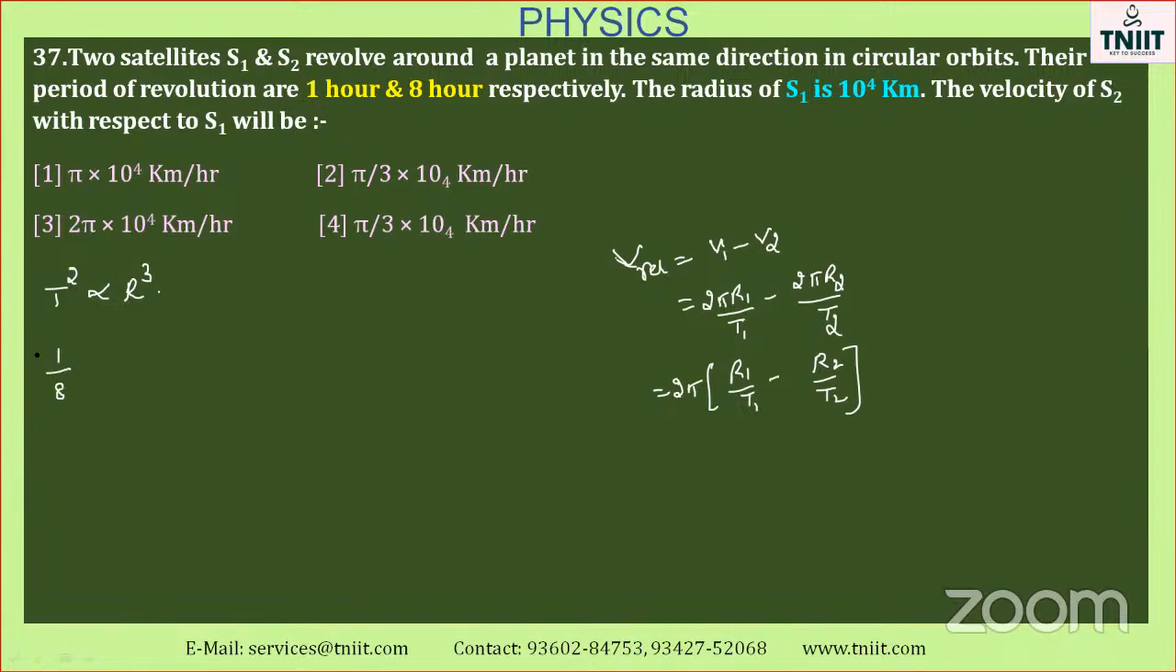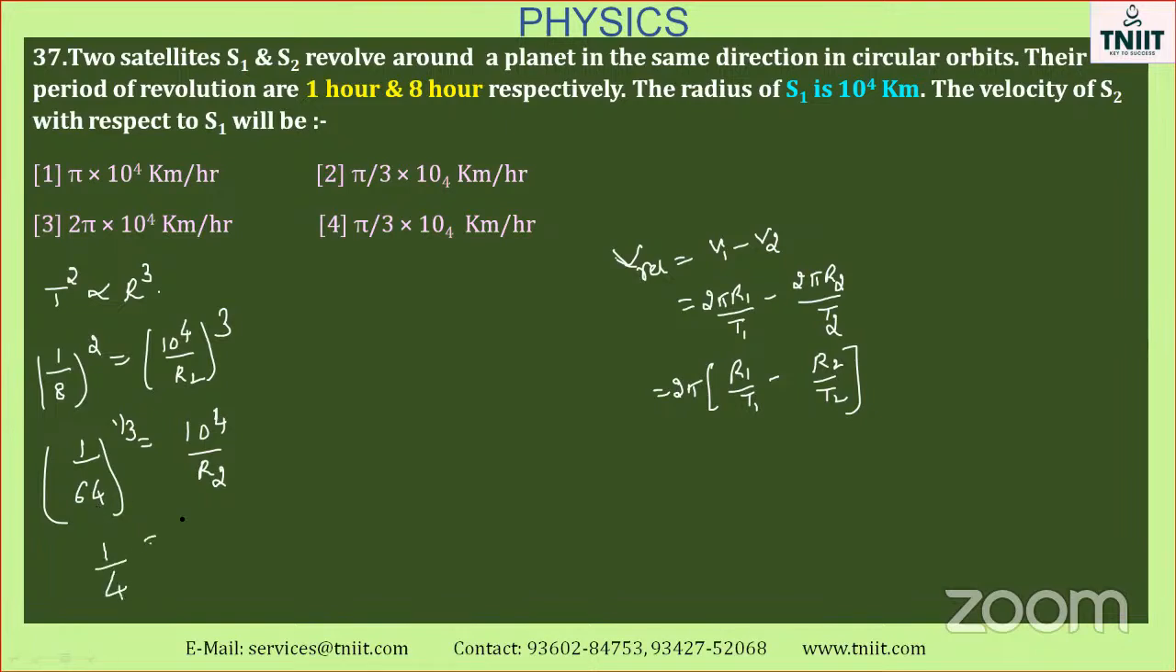Time period is 1 by 8 whole squared. Radius is 10 power 4 by the second radius, we don't know, whole cube. This is 1 divided by 64 is equal to 10 power 4 divided by R2, whole power 1 by 3. The cube root of 64 is 4. So 4 divided by 10 power 4 into R2. On cross multiplication, R2 will be equal to 4 into 10 power 4 kilometer.